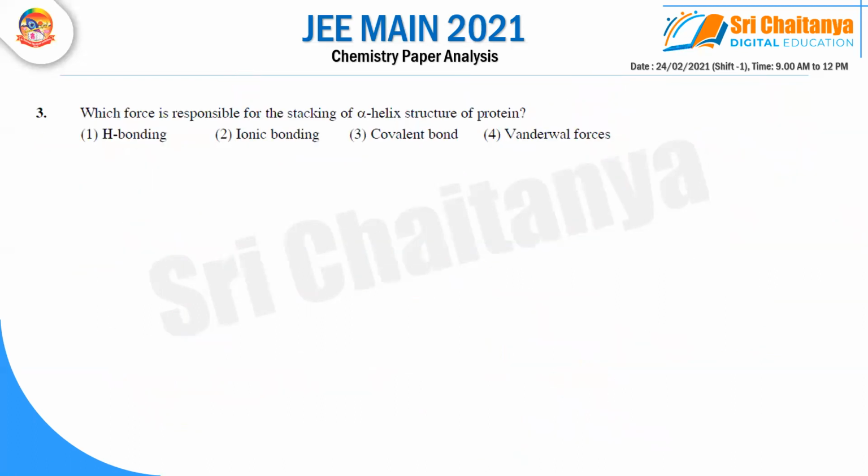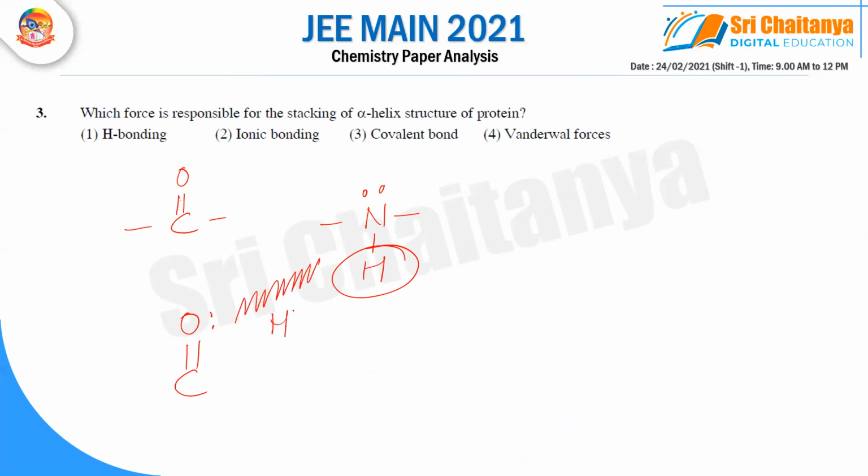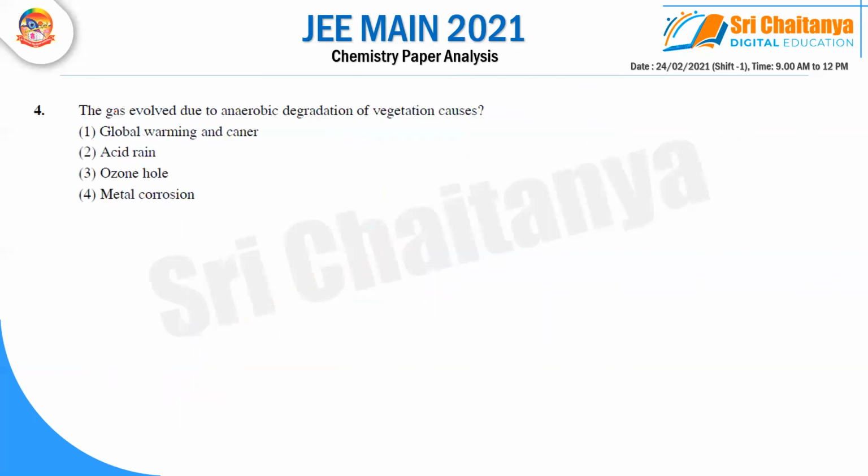Next is very simple and straightforward. What is the reason for an alpha helix structure of protein? Basically, we're talking here about the secondary structure of proteins. So what happens is that proteins are nothing but polypeptides. So you have a group CO, and at the same time, you'll be having a group NH. Now this hydrogen and this oxygen will have some interaction, and this interaction is nothing but hydrogen bonding. And because of this bonding, we arrived at such a structure. So the first answer is correct.